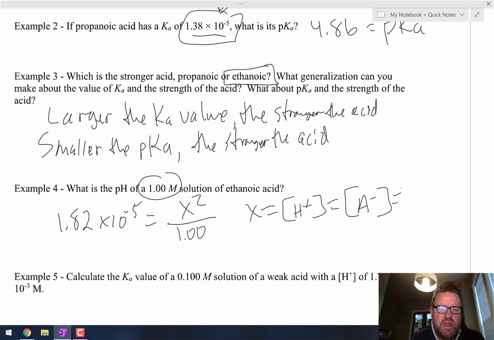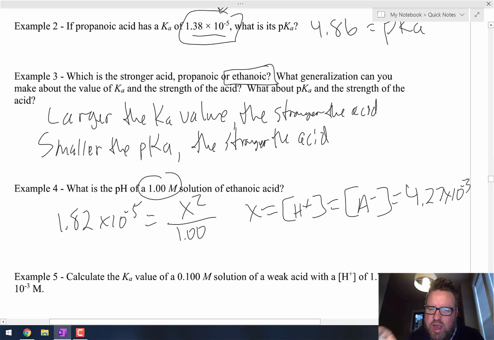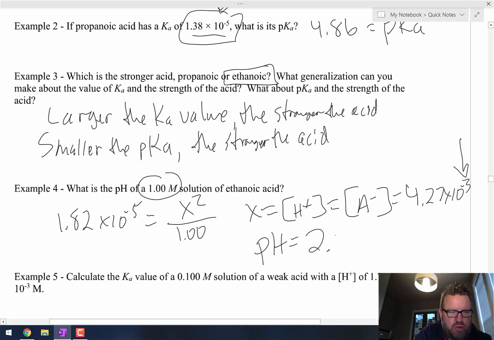Okay, so 1.82 times 10 to the minus fifth times 1 is obviously the same number. So now I'm just going to take the square root of 1.82 times 10 to the minus fifth, and that equals 4.27 times 10 to the minus third. And again, I could approximate the pH now because my power is to the minus third. So I know from what we've previously learned about pHs that it falls between 2 and 3 somewhere. Because it's not a multiple choice question, I can actually figure it out. I'm going to take the negative log of that answer. And big surprise, 2.37 is the pH.